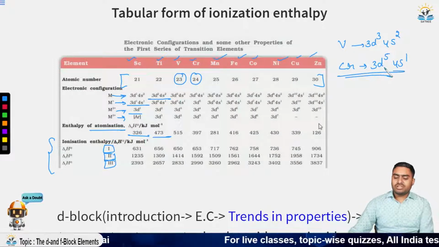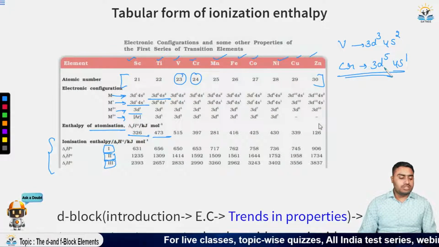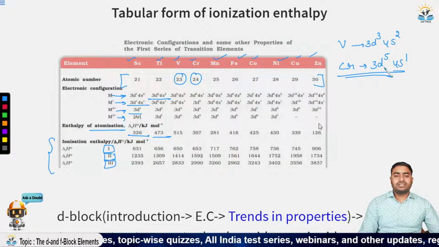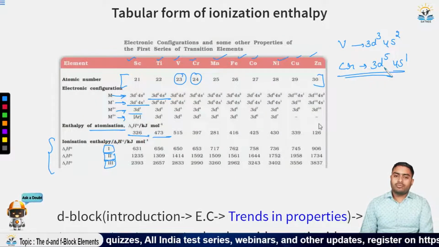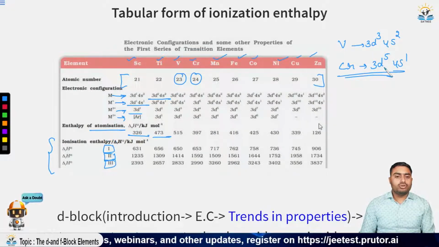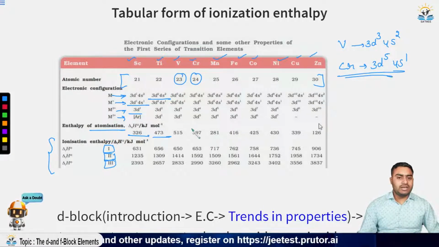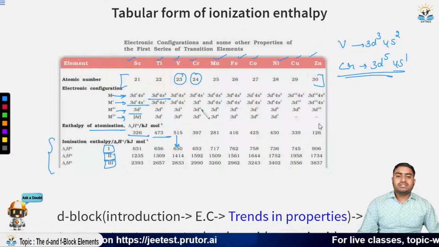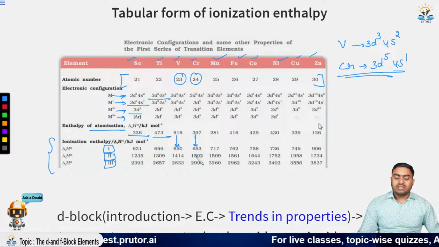That means chromium is more stable as compared to vanadium. If chromium is more stable, it requires more energy for the removal of an electron, the last shell electron. You can see the first ionization enthalpy of vanadium is 650, but for chromium it is 653. That's not an issue.